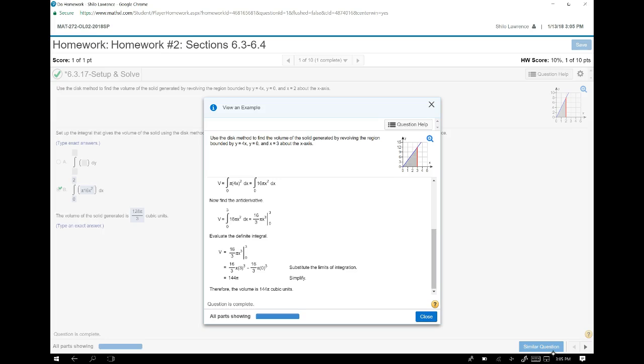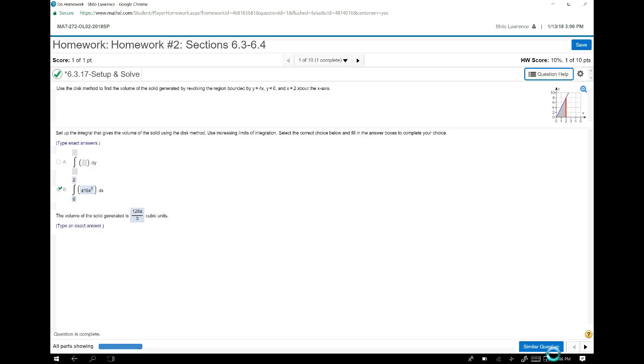And then when you close this, that's not the same problem as yours. So you can't just plug in 144 pi for your answers, because remember, this one had different bounds. So when you close this, your problem will stay exactly the same, but you can at least use the same idea and follow the same steps to do your problem.